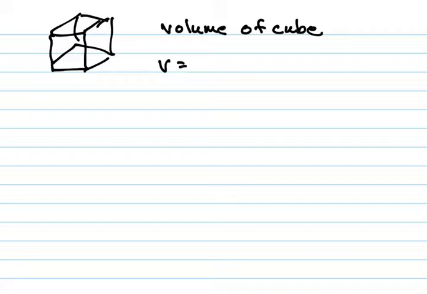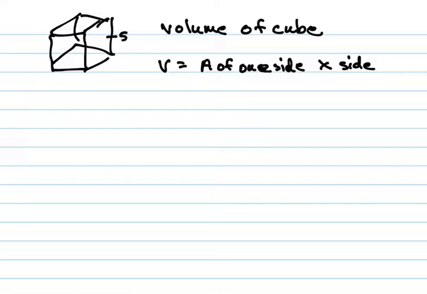Couldn't be easier. One of the most common shapes that you're going to see is a cube. For the volume of a cube, volume is simply equal to the area of one side times another side. So there's not really a formula for it. So, say we have a cube and this length is 5 centimeters.